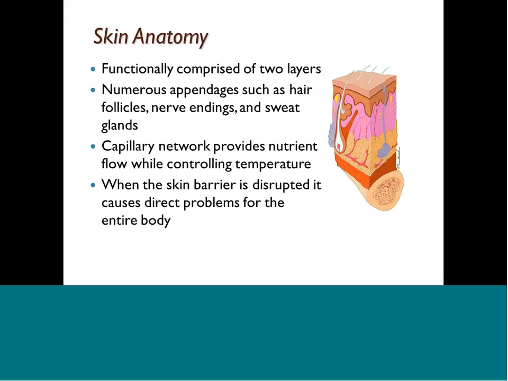Looking at the skin anatomy, it's mainly comprised of 2 layers. There are numerous appendages such as hair follicles, nerve endings, and sweat glands. There's a huge capillary network that provides nutrient flow while controlling temperature. When the skin barrier is disrupted, for example, with a burn injury, it causes direct problems for the entire body.